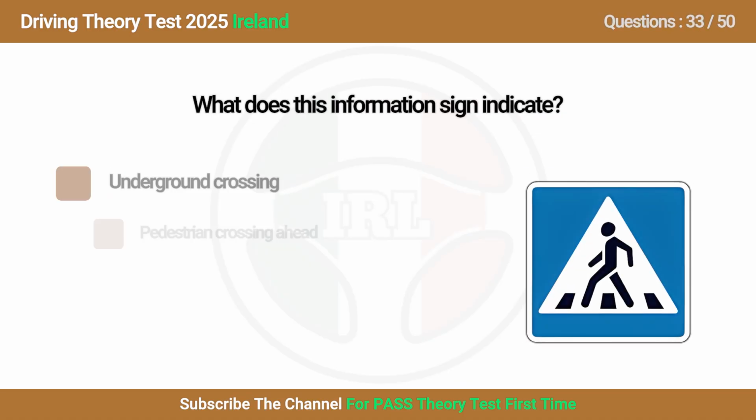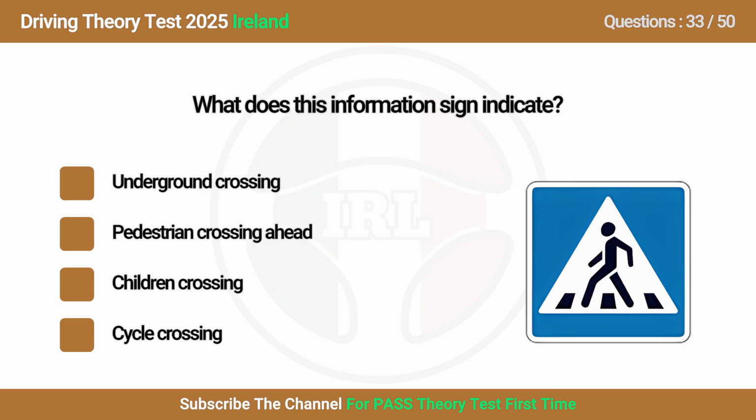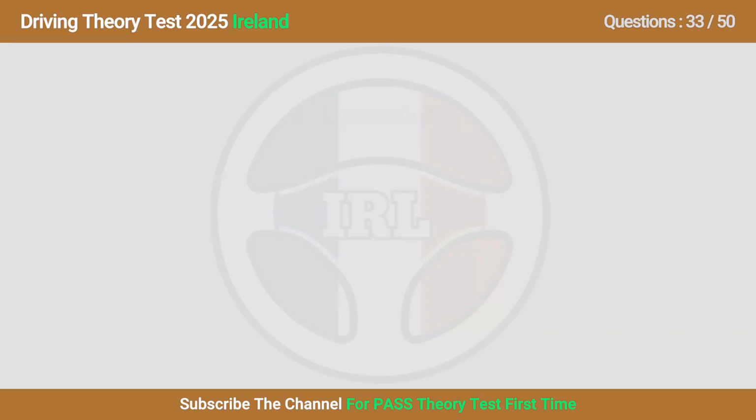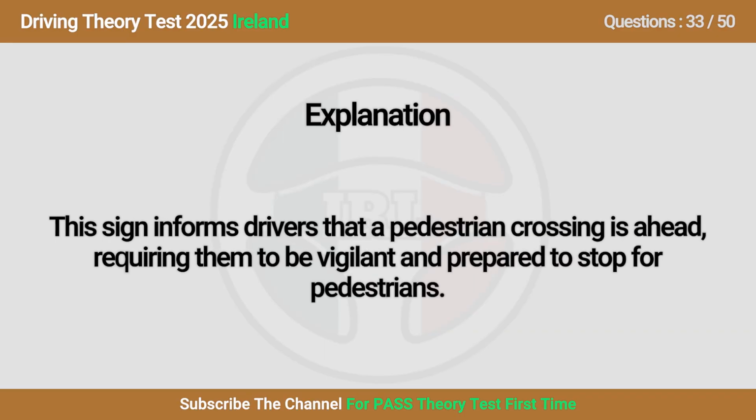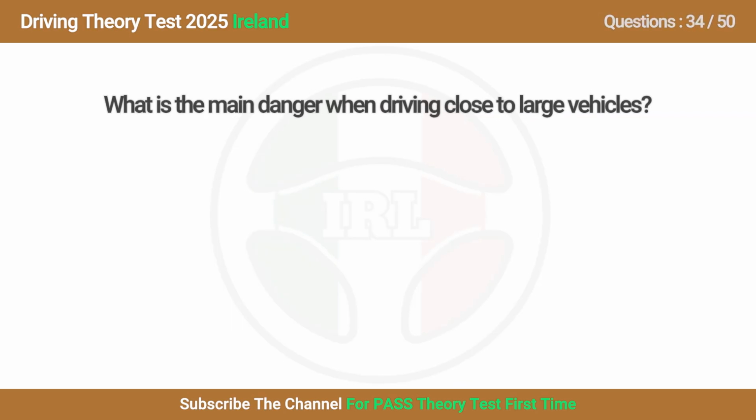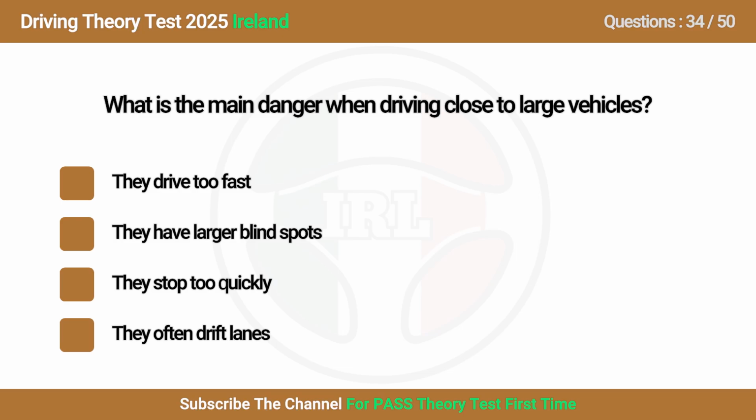Question 33. What does this information sign indicate? A. Underground crossing. B. Pedestrian crossing ahead. C. Children crossing. D. Cycle crossing. Answer is B. Pedestrian crossing ahead. This sign informs drivers that a pedestrian crossing is ahead, requiring them to be vigilant and prepared to stop for pedestrians.